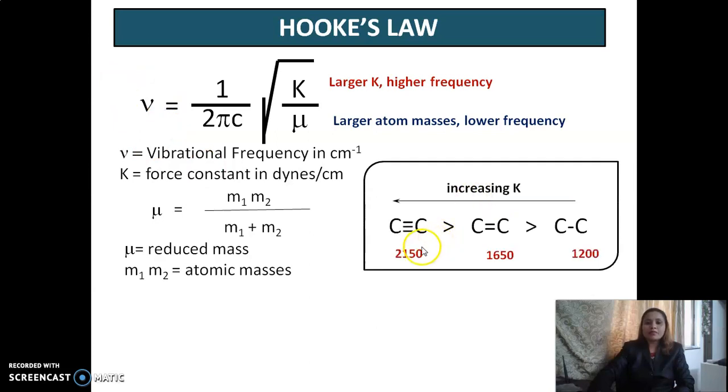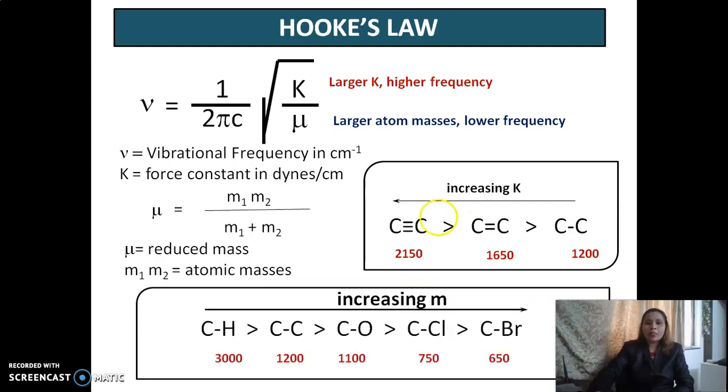For example, take these compounds: single bond alkane, double bond alkene, triple bond alkyne. If you see this type of compound, their force constant values go on increasing. So as the force constant value increases, the frequency increases. You can see that their IR absorption frequencies are increased. So it will have an effect.